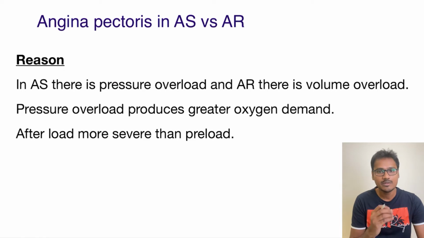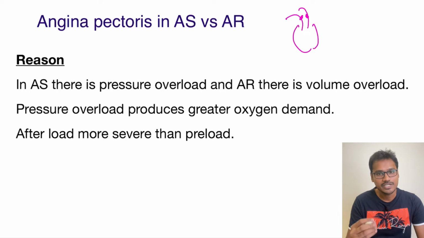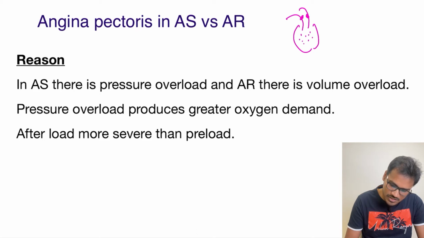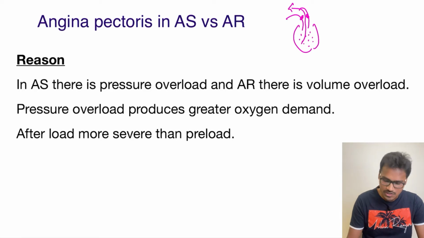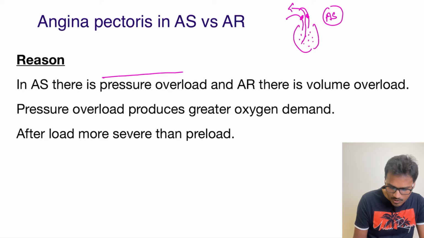So what happens in the pathology of AS and AR? What is AS? In AS, there is some stenosis in the aortic valve. So what will happen is, whether it is producing a pressure overload or volume overload, it is producing a pressure overload, because now the left ventricle has to generate more pressure to send blood against this stenosis. So aortic stenosis is creating a type of pressure overload.